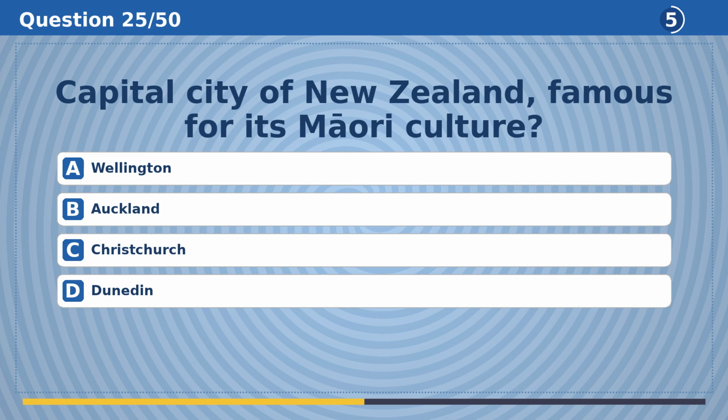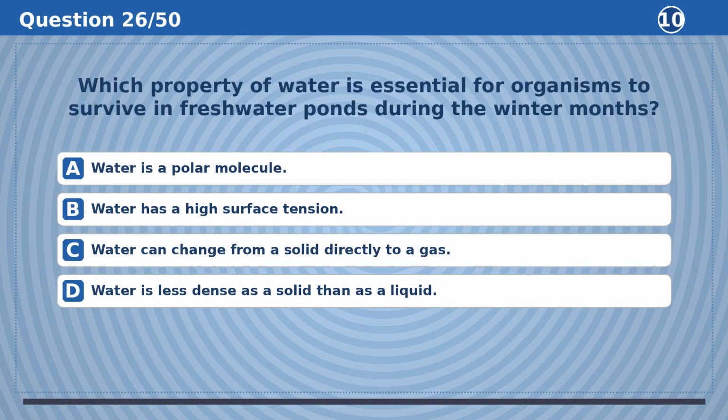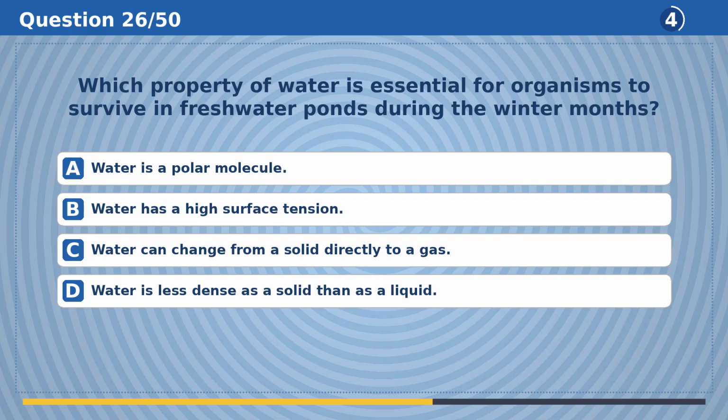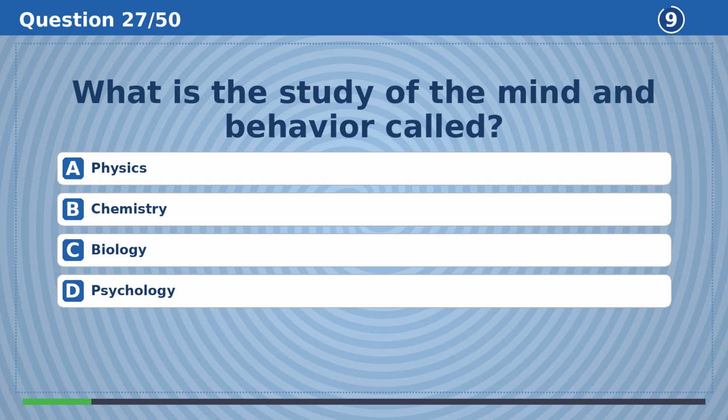Capital city of New Zealand, famous for its Maori culture? The answer is A. Wellington. Which property of water is essential for organisms to survive in freshwater ponds during the winter months? The answer is D. Water is less dense as a solid than as a liquid.